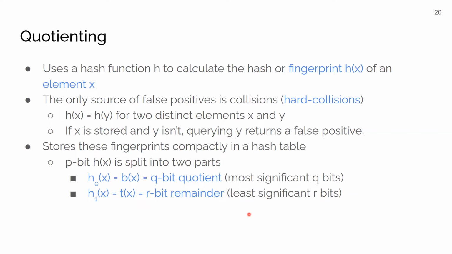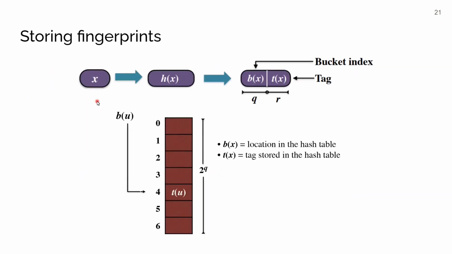h0 of x, also known as b of x, is the q-bit quotient, which is the most significant q bits. And h1 of x, also known as t of x, is the r-bit remainder, that is the least significant r bits. Now let's look at how we store the fingerprints.